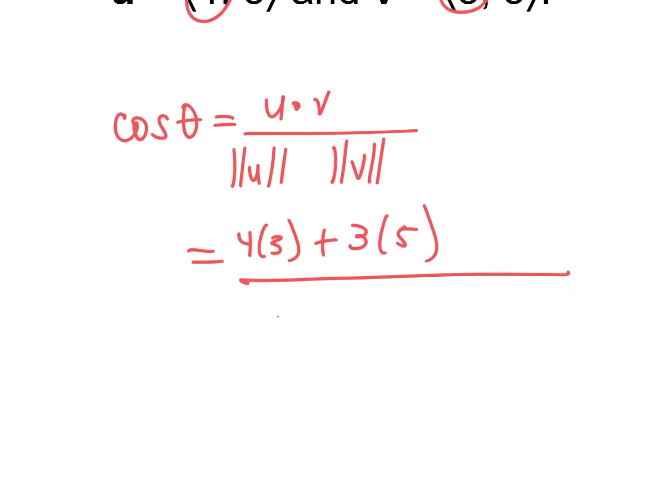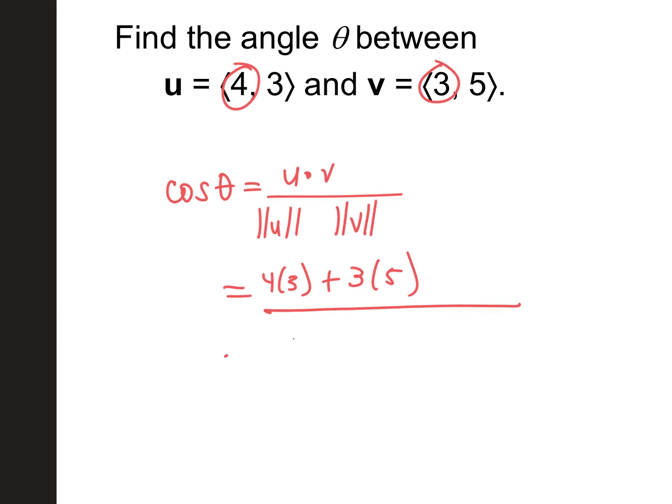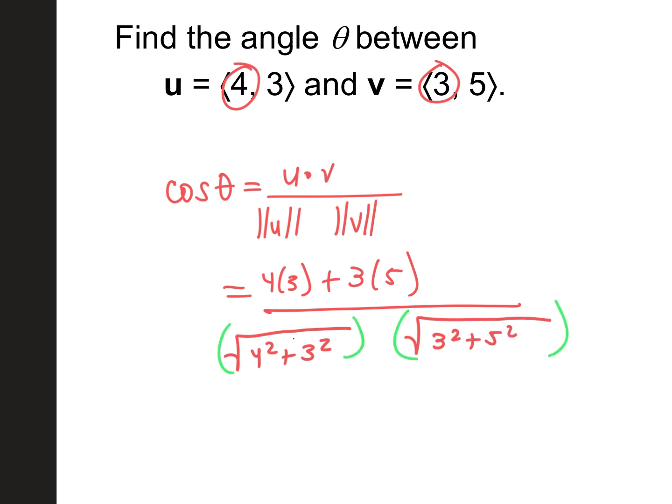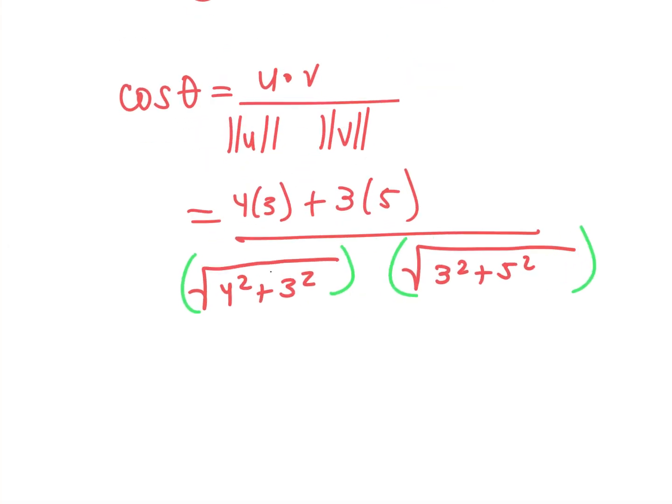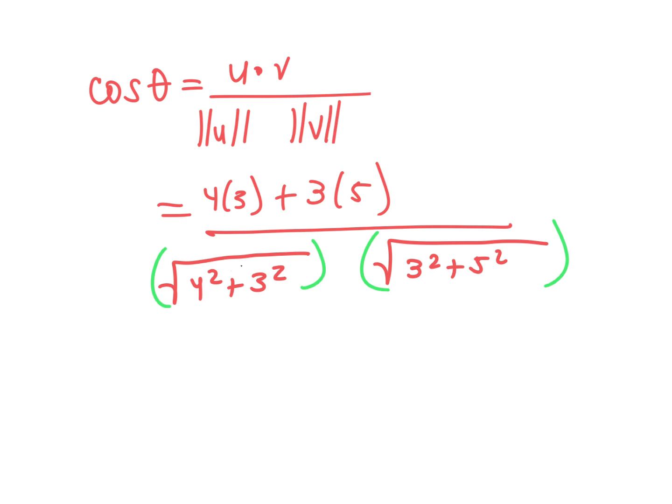And then I'm going to go ahead and do the magnitudes. What's the magnitude of u? How would I figure it out? It's the square root of 4 squared plus 3 squared, right? Times the magnitude of v, the square root of 3 squared plus 5 squared. Okay, so look. If you show me this, I don't need to see anything else. Now, if you guys show me this, I'm good.